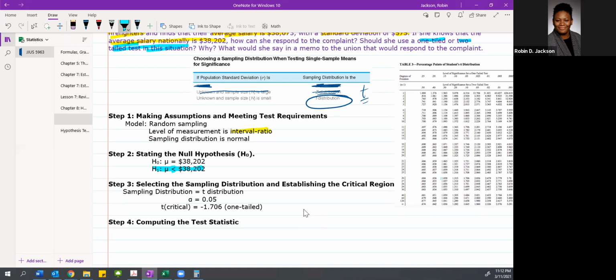Whereas your alternative, this is where you either say not equal to, where it's this little symbol right here, the equal sign with the bar. Okay, that's a little bit better. But basically saying not equal to. So if it's a two-tailed test, that's the symbol you use.